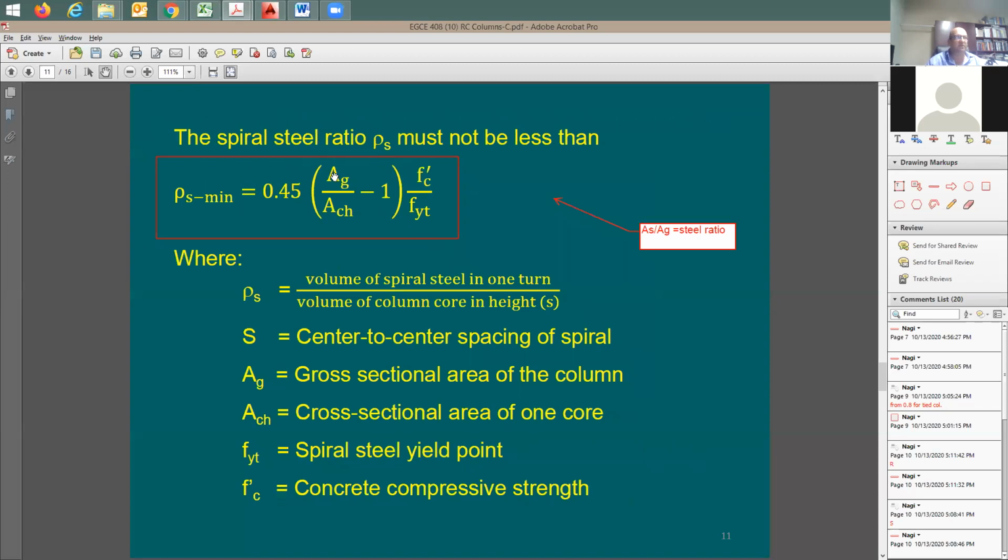A sub G is the gross cross-section area. A sub CH is going to be the cross-section area for the core. It's going to be the confined concrete itself. It's going to be measured to the outside of the tie itself or the spiral, not to the center line, not to the inside of the spiral. It's going to be to the outside of the spiral. F prime C is the strength of concrete. F YT is going to be the yield strength for the steel.